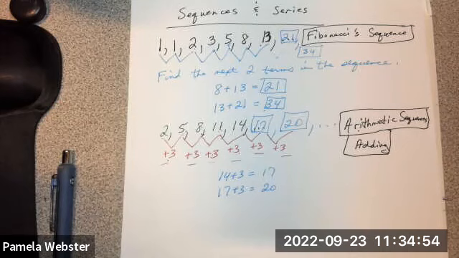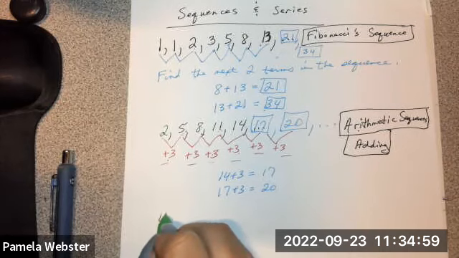There's one more type of sequence and it happens pretty regularly. And I'm going to say, let's start with 4.